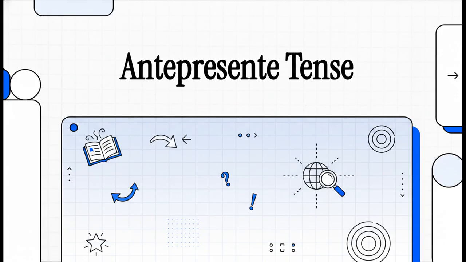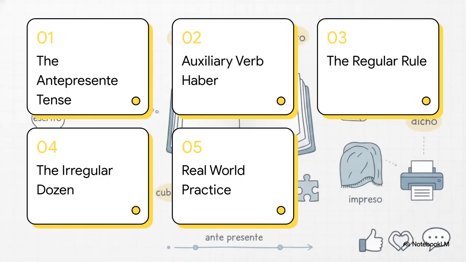It is a total game changer for conversational fluency, and we're going to break it all down so it makes perfect sense. Here's what we're looking at today. First up, the antepresente tense itself. Then, the auxiliary verb haber. Next, we'll cover the regular rule, followed by the irregular dozen. And finally, some real-world practice.